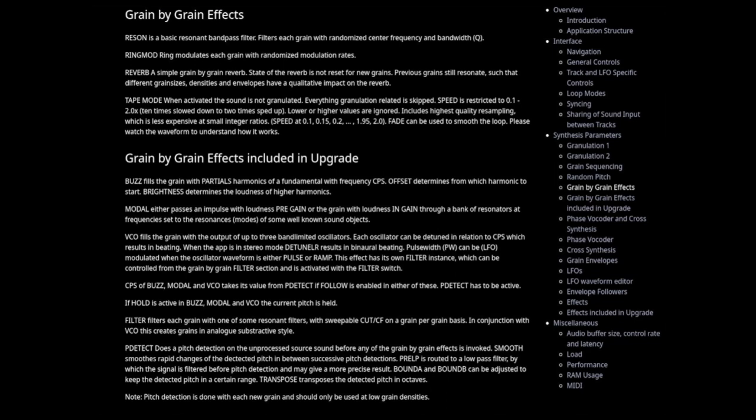Upper bound and lower bound can be adjusted to keep the detected pitch in a certain range. Transpose transposes the detected pitch in octaves. Note: pitch detection is done with each new grain and should only be used at low grain densities.